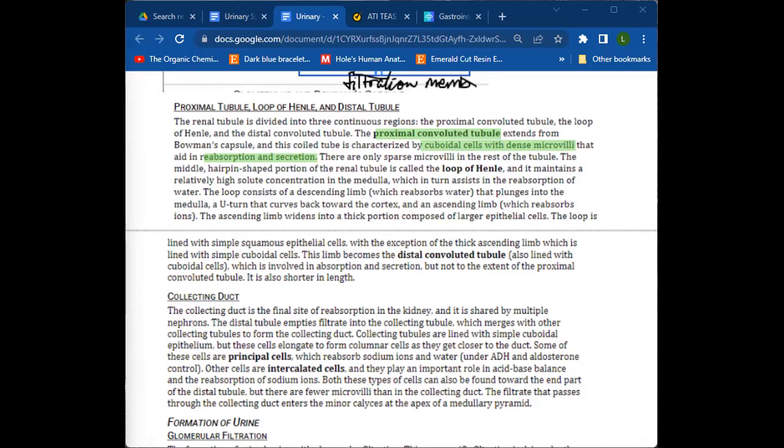Okay, then after that, there's going to be the loop of Henle. The loop of Henle has a descending limb that helps reabsorb water and an ascending limb that helps reabsorb ions like sodium. We need to know that the bottom of the loop of Henle is simple squamous epithelia, which is very unique. The only other place where that's really found is in the glomerulus. And then the thick ascending limb is going to be simple cuboidal. So it goes back to being simple cuboidal again.